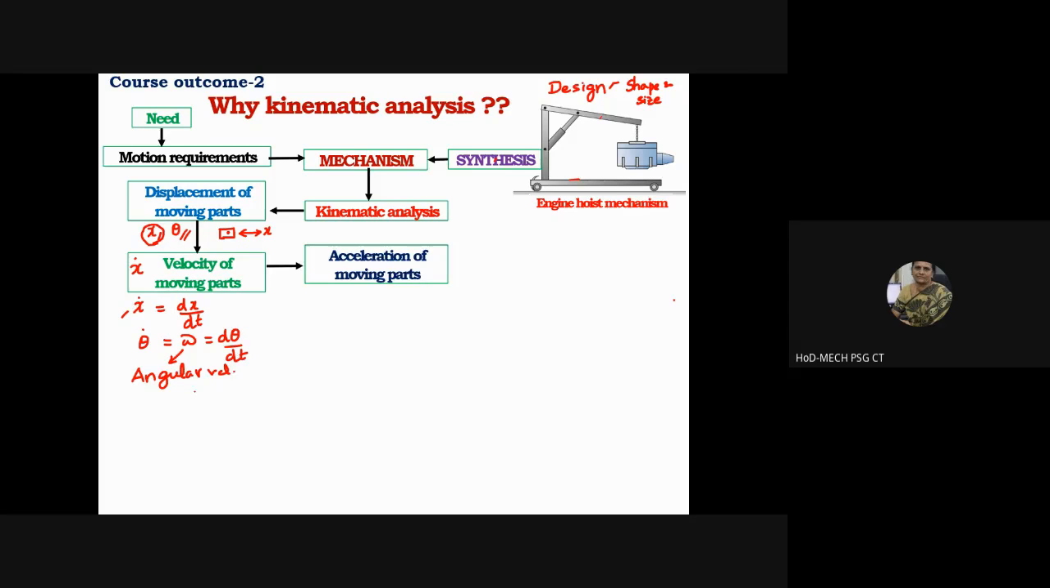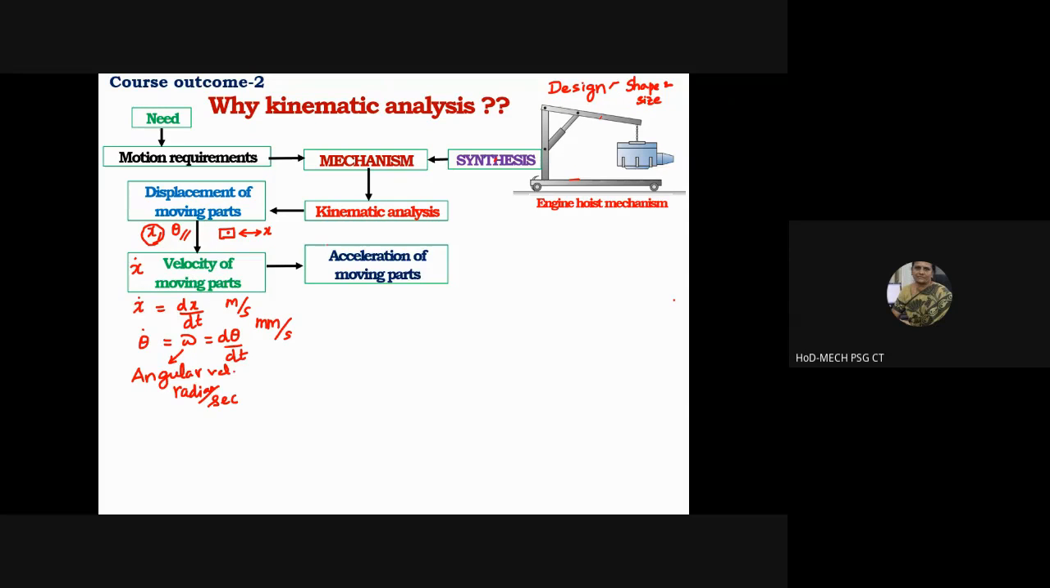Theta by t. So in the denominator, you will have second. Degree per second, or when we make use of the term radian, omega is in radians per second. Okay? So the angular velocity will have units of radians per second. What about x dot? Linear velocity. What will be the units? Meter per second, or if it is small in magnitude, millimeters per second.